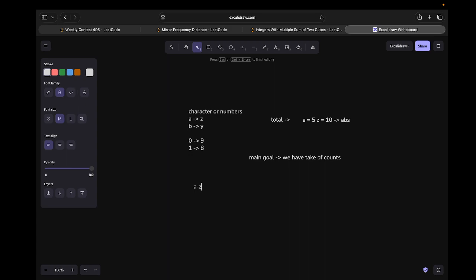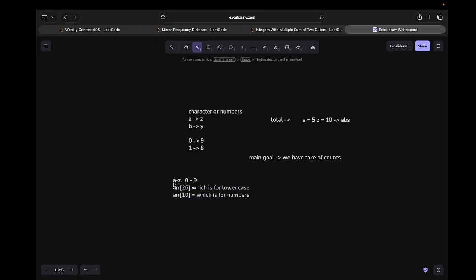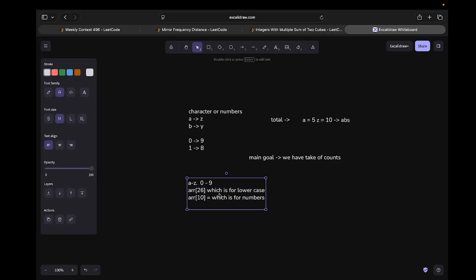The character is only going to be between a to z, and the number is only going to be between 0 to 9. Which means if somehow I can create two arrays, like an array of size 26 for lowercase letters, and an array of size 10 for numbers, then most of my problem is resolved, because I just need a count. And instead of taking a map, we can simply take arrays, which take a constant amount of time, right? And also a constant amount of space.